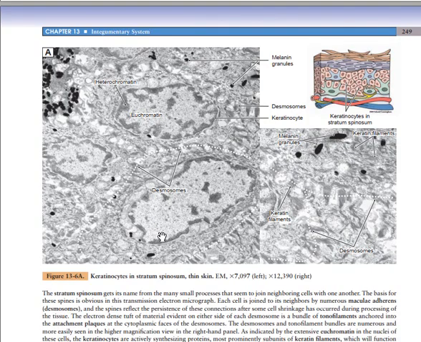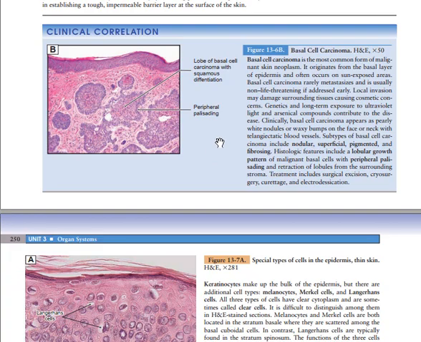So the next one, you can see keratinocytes in the stratum spinosum. These are the melanin granules, these are the heterochromatin, the desmosomes, keratinocytes with melanin granules and all that. So the next thing to visualize is basal cell carcinoma. Basal cell carcinoma is the most common skin cancer.